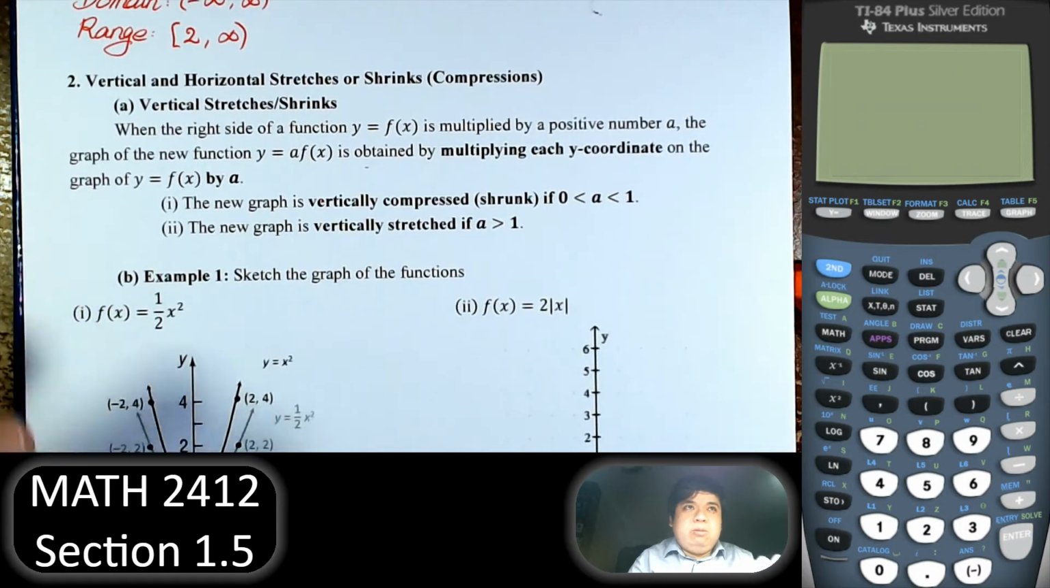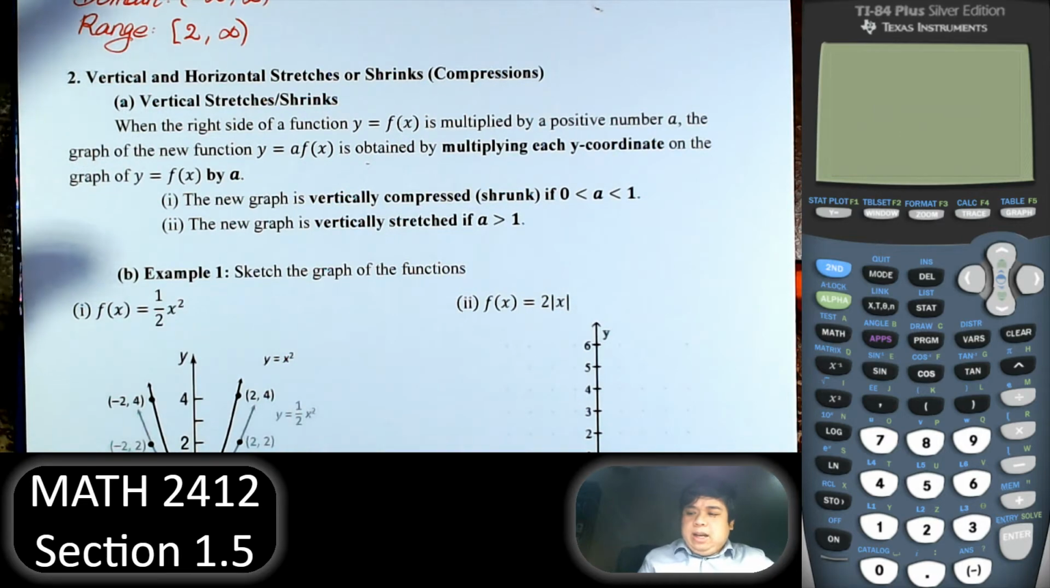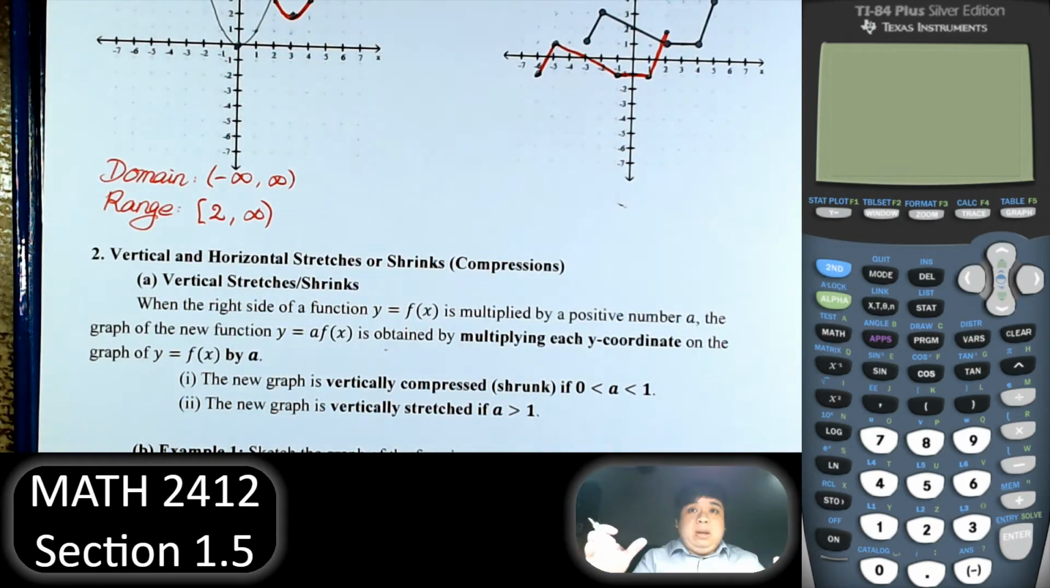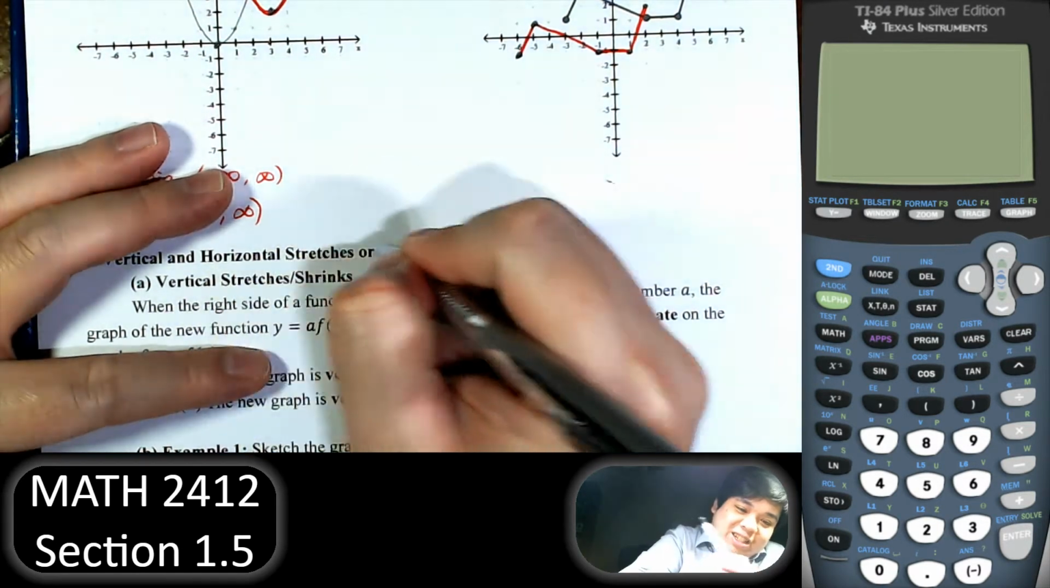Right. The second part of transformation is vertical and horizontal stretches and shrinks or compression. Right. Now, before we do anything, stretch will make something bigger, and shrink will make something smaller. So that's just what it means. Right?